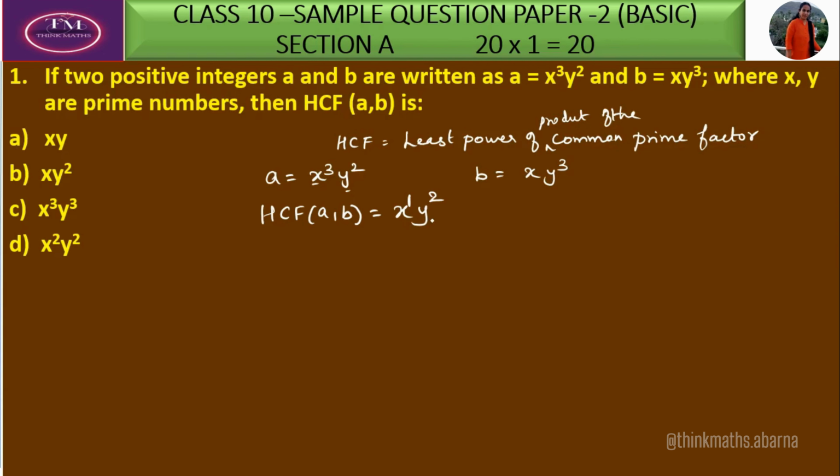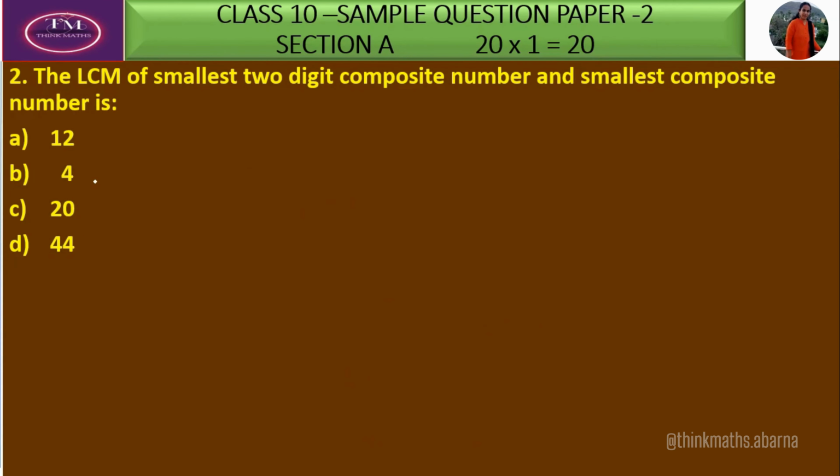So the product of the least power of the common prime factors: x power 1 is x, and y square. So x y square. Where is it? So option B is the correct answer. So the solution is B, x y square. So this is the solution. Move on to the next question.